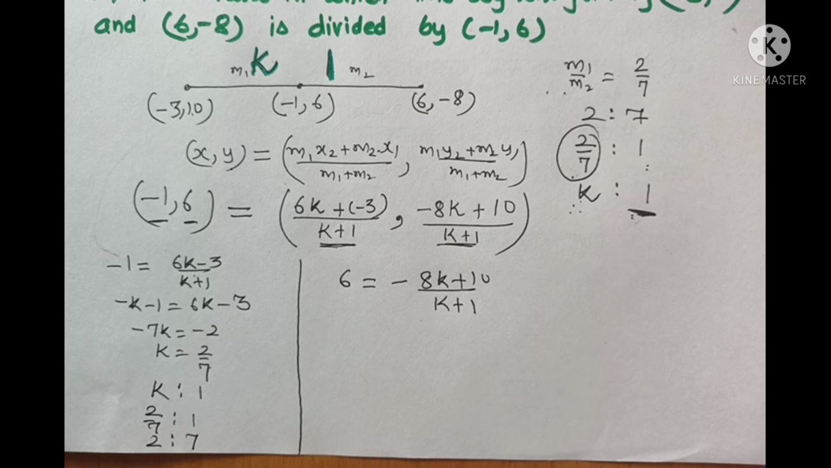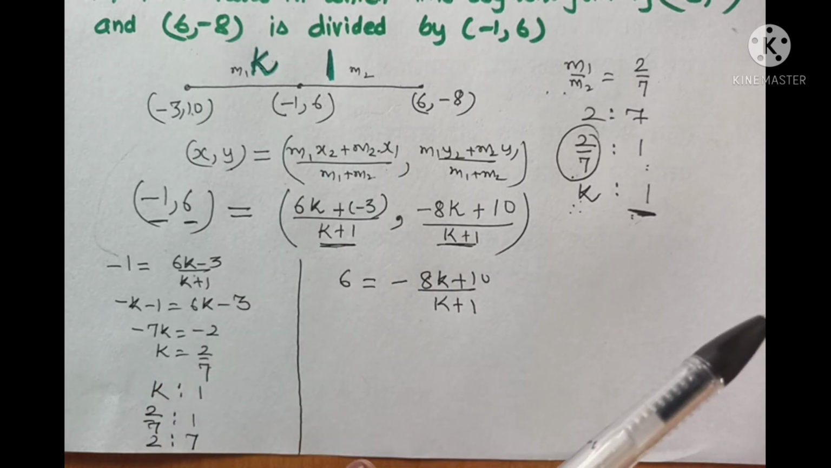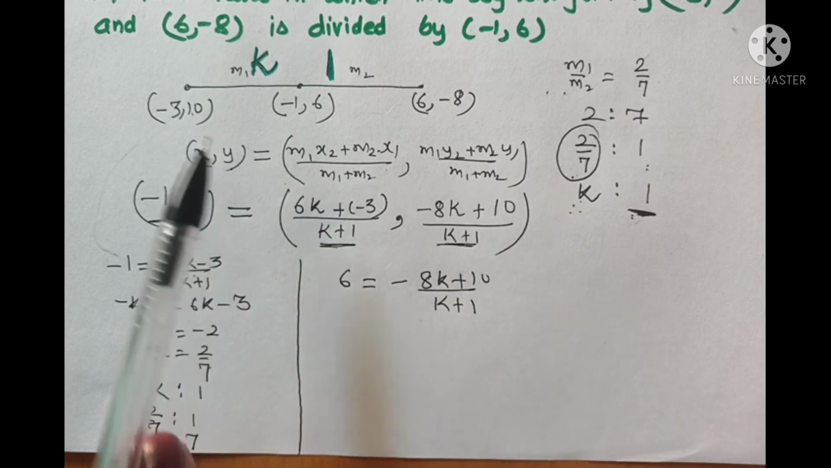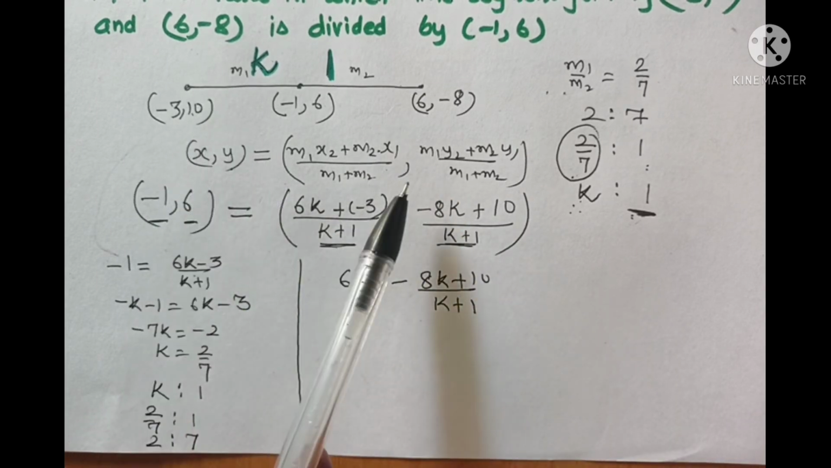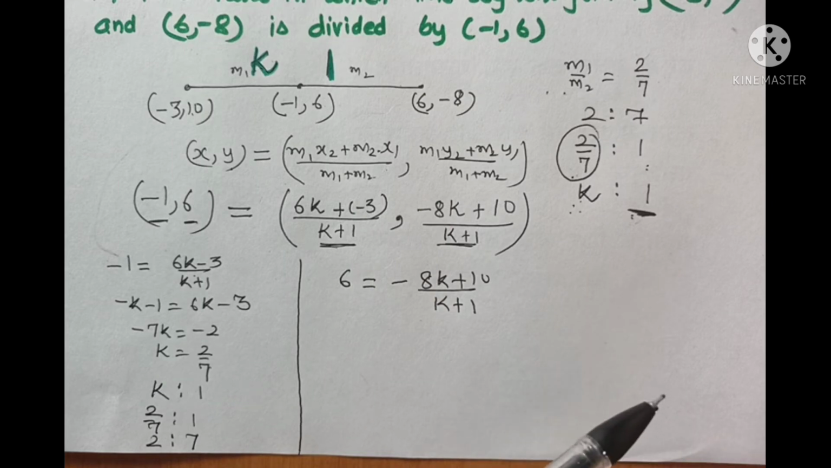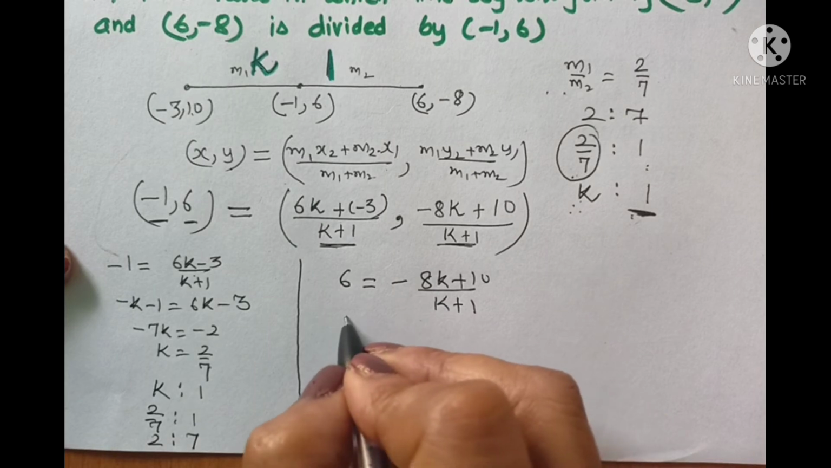Once again, I will tell you an interesting fact related to this. It came in the CBSE board exam that using section formula tell whether these points are collinear or not, and children could not do it. For that, you had to find the value of k from both coordinates, from the x coordinate as well as from the y coordinate, and since it was different, the points are not collinear. If it is the same, the points are collinear. So let me solve this.